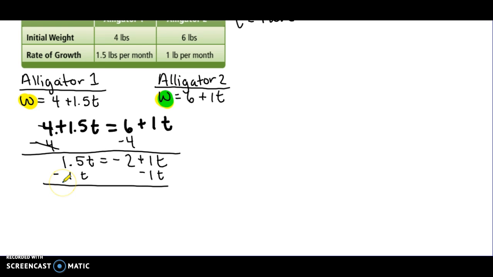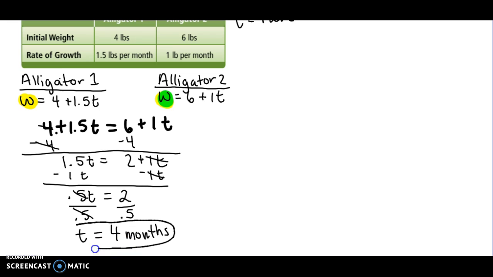Sorry guys, we had some errors here. This should be a positive 2. 6 minus 4 is positive 2. And then again, we're going to subtract 1t from each side. That gives us 0.5t equals 2, because those cancel. Divide each side by 0.5 so that we can get t by itself. So t is going to equal 4 months.